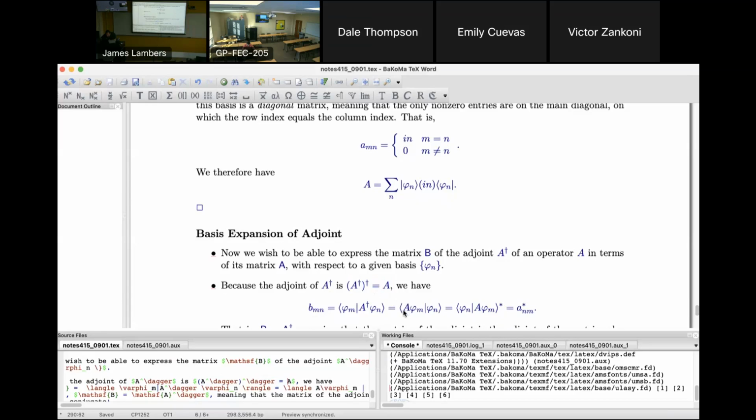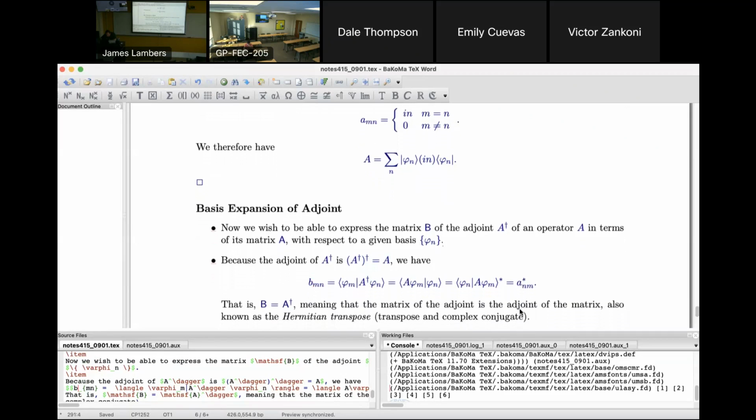But now I can switch the order of the arguments in my scalar product as long as I take the complex conjugate. And now I have phi n, A phi m. Well, this is the nm entry of the matrix representing A. So the matrix of the adjoint is the adjoint of the matrix, which is also known as the Hermitian transpose.